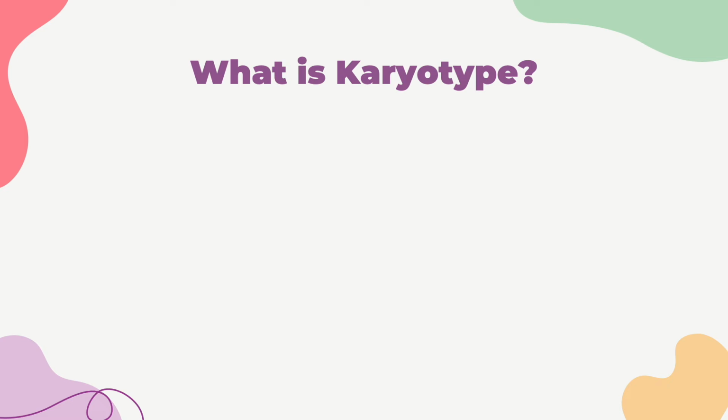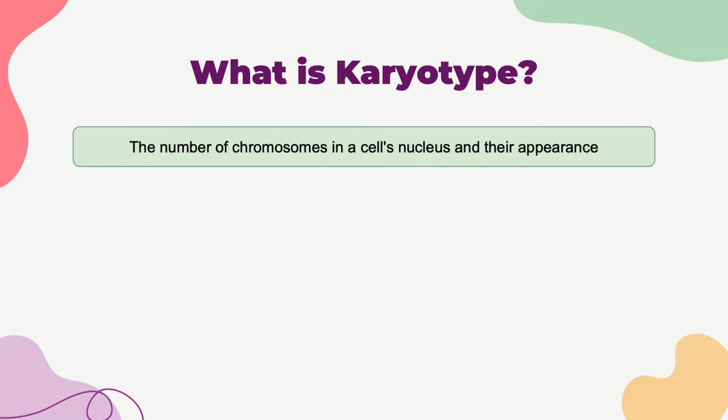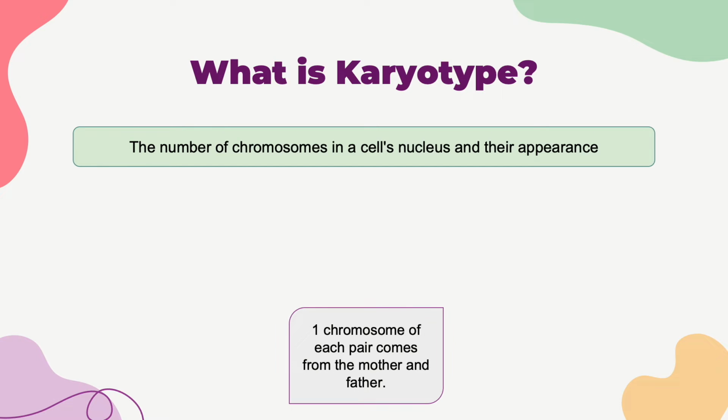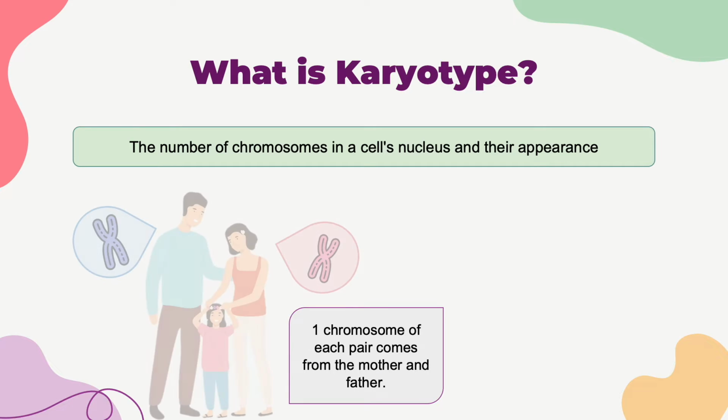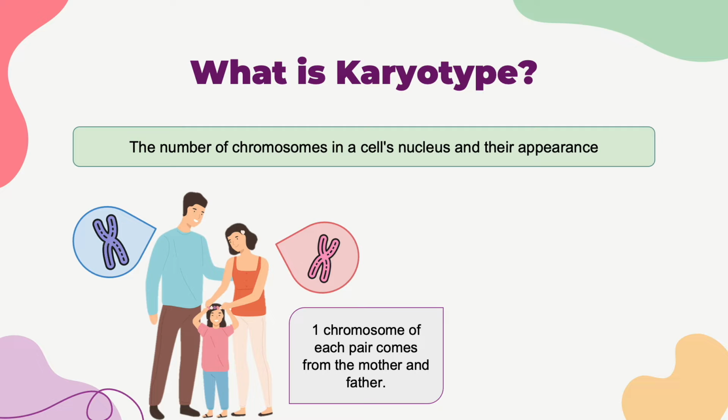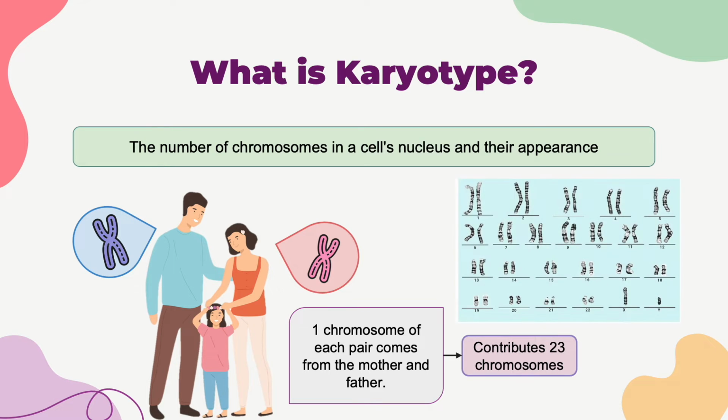What about karyotype? Karyotype is the number of chromosomes in a cell's nucleus and their appearance. Remember that one chromosome of each pair comes from the mother and the other one from the father. Thus, each parent contributes 23 chromosomes.